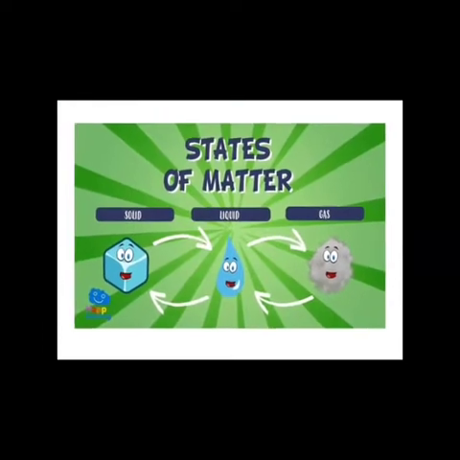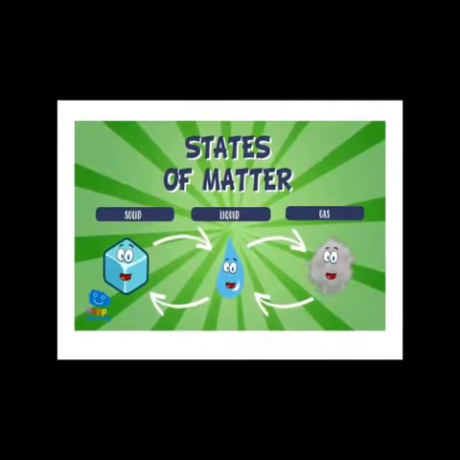States of matter. Matter has three states. We have solid, liquid, and gas. Here, my dear students, in the picture, we can see the example of solid is ice. When ice is melted, it changes into liquid, that has become water. And when water is boiled and heated, it changes into vapor, that is gas. So the states of matter are three, that is solid, liquid, and gas.